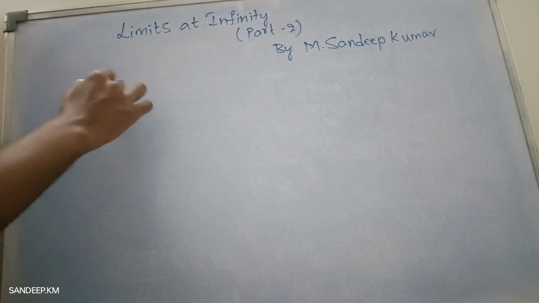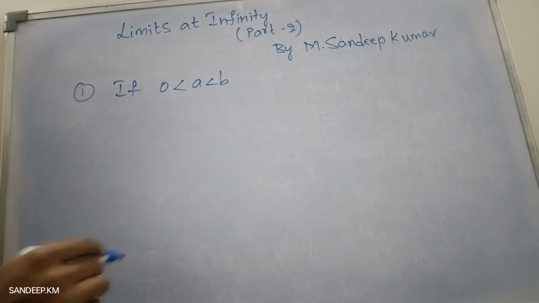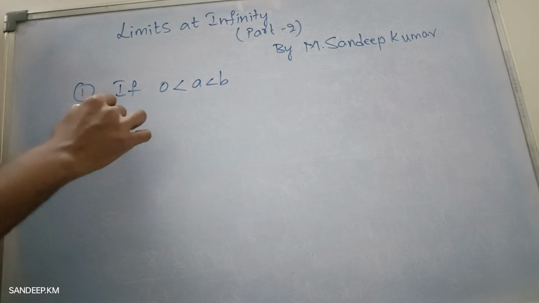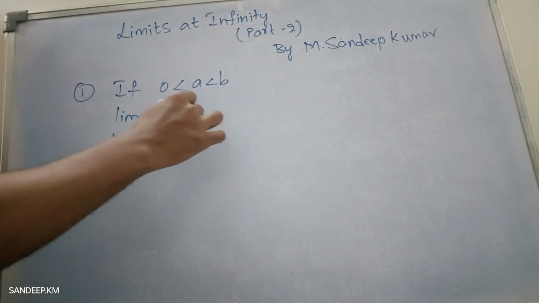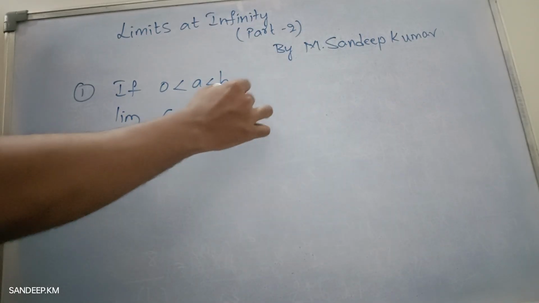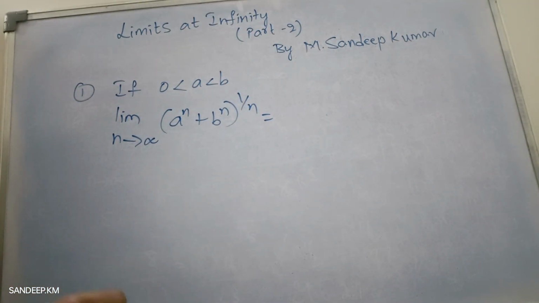If 0 is less than a is less than b, then they are asking us to find the limit as n approaches infinity of (a^n + b^n)^(1/n). A very simple question, but what we are supposed to remember is important. What are we supposed to remember?